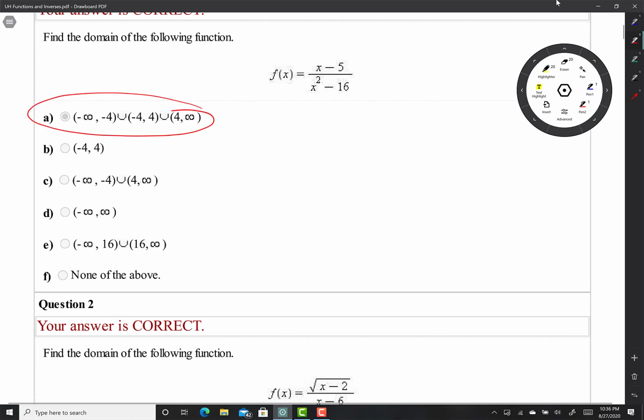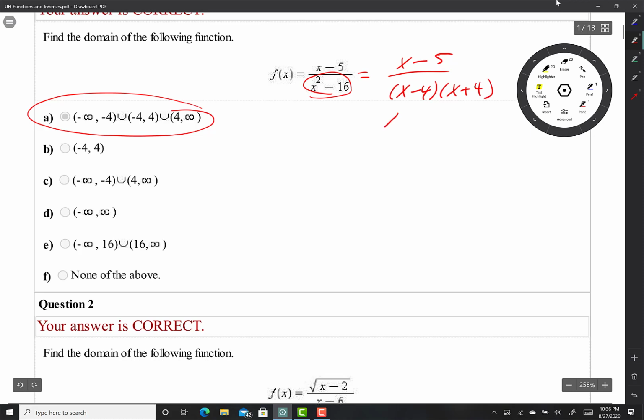You care about the domain. What does that mean? That means for what values of x does this function exist? So all you got to do, you have a rational function. Since you have a linear expression, x minus 5, on the top, you don't worry about the numerator, you just worry about the denominator. You know that you cannot divide by 0. So the denominator is the difference of squares. That's going to be x minus 4, x plus 4. So the two numbers that you cannot be, x cannot equal 4 because 4 minus 4 is 0 and you can't divide by 0. And x cannot equal negative 4.